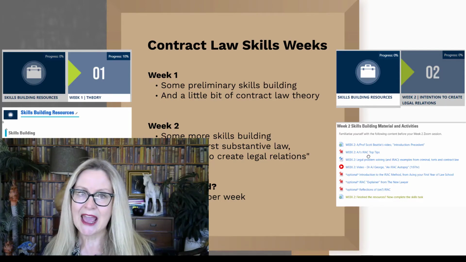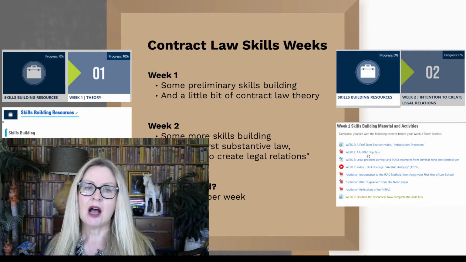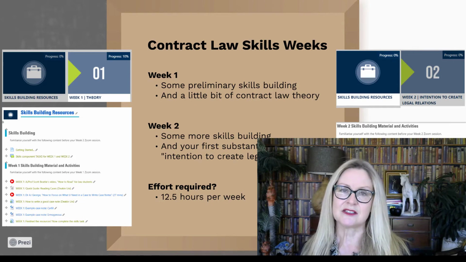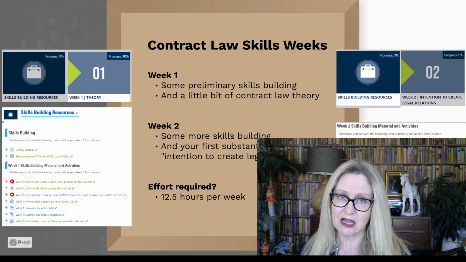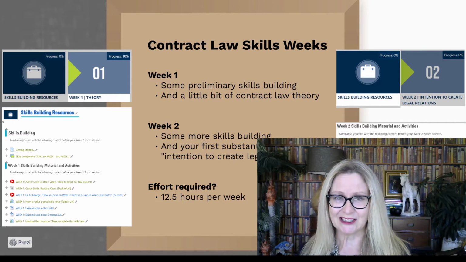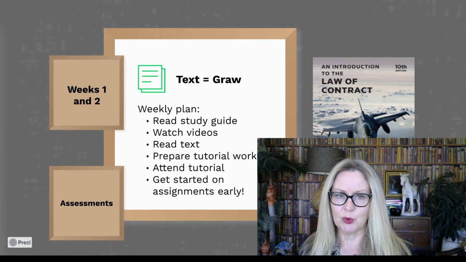So for the first 2 weeks, you'll have 2 items on your agenda each week. The skills building and the substantive work that you need to do, firstly in relation to theory and secondly in relation to intention to create legal relations. All of this, you're thinking, how long is that going to take? This is a 6 credit point unit, so you are expected to spend about 12.5 hours per week wrapping your minds around all of the wonderful joy that is contract law. So that is the first couple of weeks worth of work.